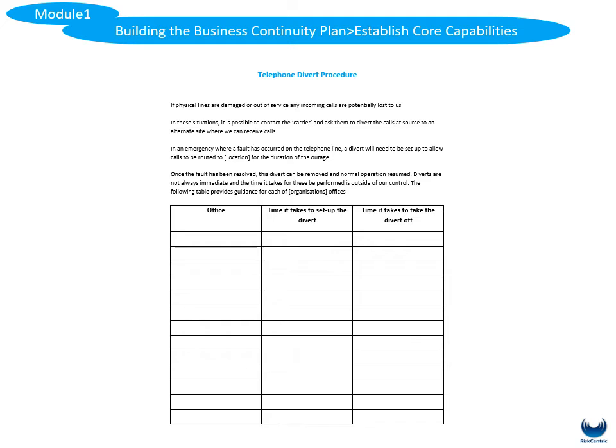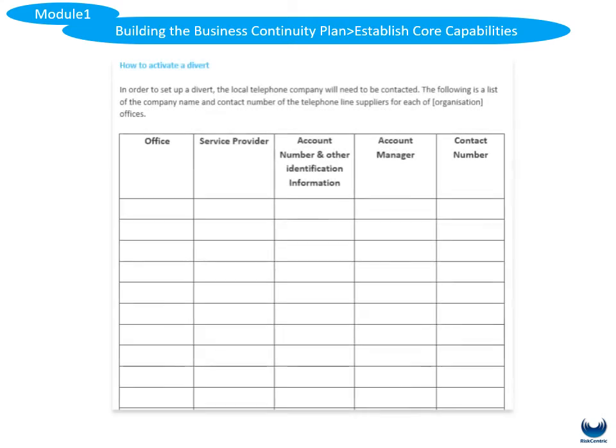The first page contains some general details and information on how long it takes to initiate and reverse a divert. This part is really important because it's outside of the control of the organization. They are completely dependent on the service provider for the turnaround time. The second page provides the details of the service provider contacts required to set up the diverts. Remember that the service provider may also require that the request is made by pre-authorized individuals.